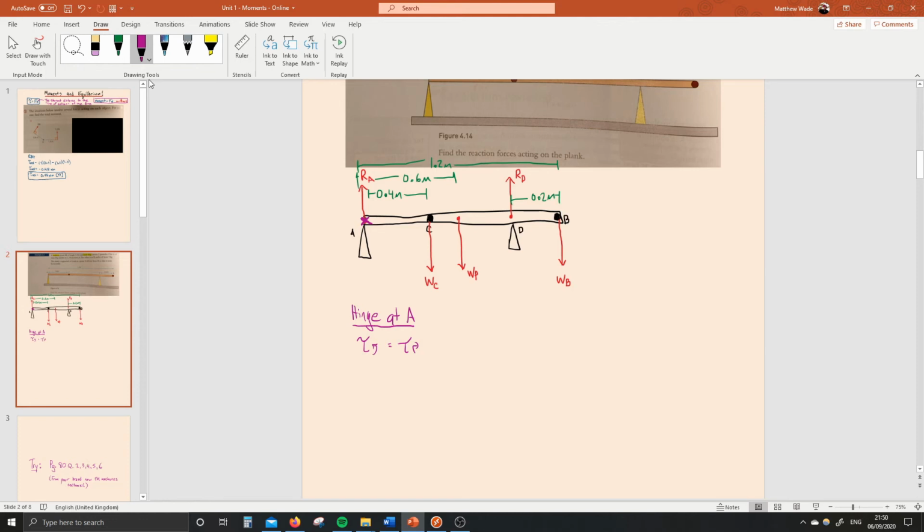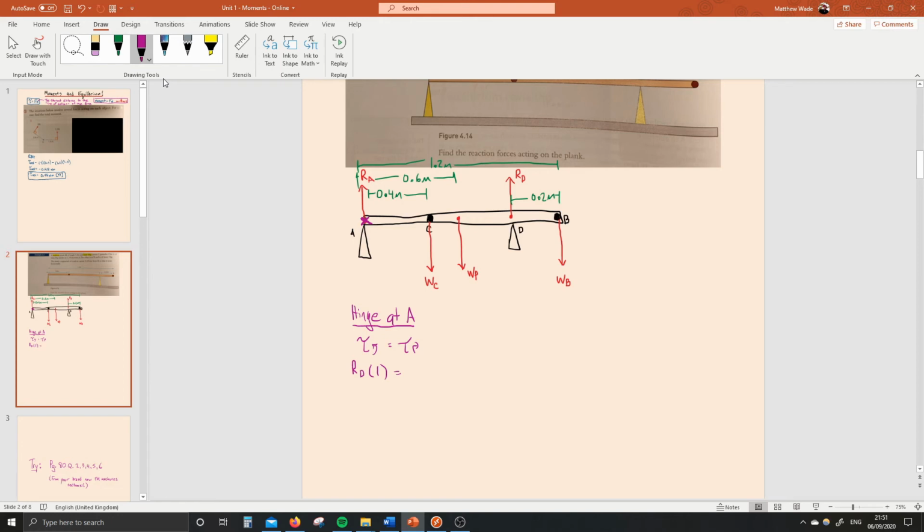Cool. What's going anti-clockwise? Well, it's RD. And what's the distance to RD from the hinge? Well, to get from here to here, it's 1.2 all the way, less this 0.2, so it's at a total distance of 1. So grab your pen and put 1. There you go, okay, so that's what we've got for anti-clockwise. The rest of the three go clockwise.